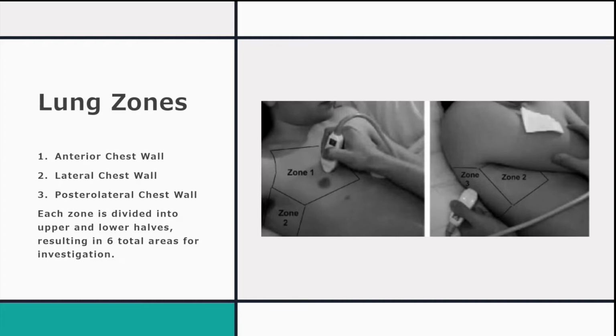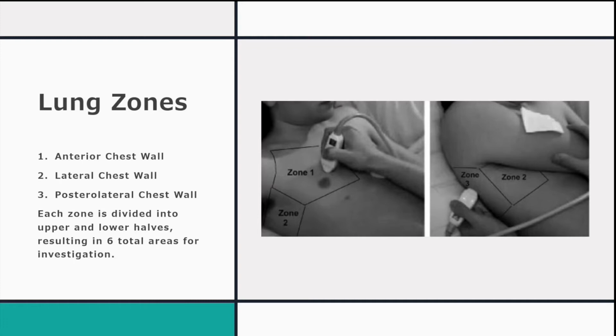So when you are performing the Blue Protocol, a lot of times it'll be important to find your artifacts in more than one lung zone. Typically, having a finding in 3 lung zones is a good way to say that you definitely have found a diagnosis.